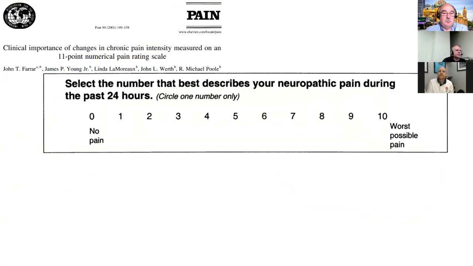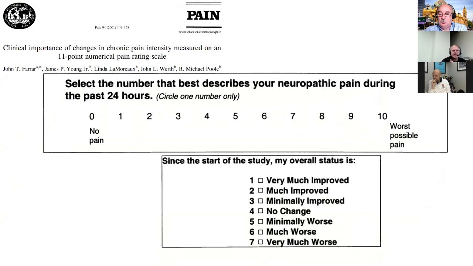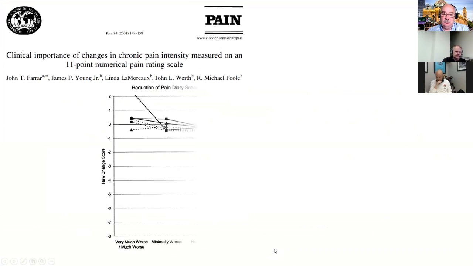So what these blokes did, this is Payne from 2001, is they measured pain in the usual way. This was people who had had pain for a long time for lots of different reasons. They got some treatment that changed their pain, got it better or got it worse. But at the very end of the study, they went up to the patient and said, listen, over your intervention today, just tell us on this scale from very much better to very much worse, what do you reckon? And this is what they found.